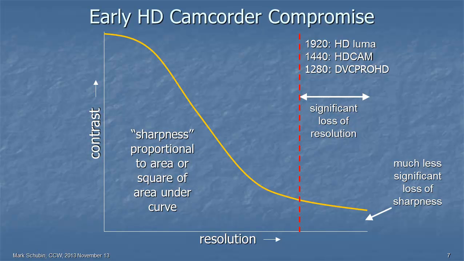So when the first HD camcorders came out from Sony, they had HDCAM. They had to compromise because they couldn't record as much data as the full 1920 would require. So they chopped it off at 1440, and that's the red dotted line that I'm showing over here, which was a very significant loss of resolution. But if you look at the curve, because the curve goes down as the detail goes up, there was a much less significant loss of sharpness. It's a tiny bit of the toe being chopped off rather than a tremendous amount of resolution. So Panasonic was able to chop it down even to 1280, only 2/3 of 1920.